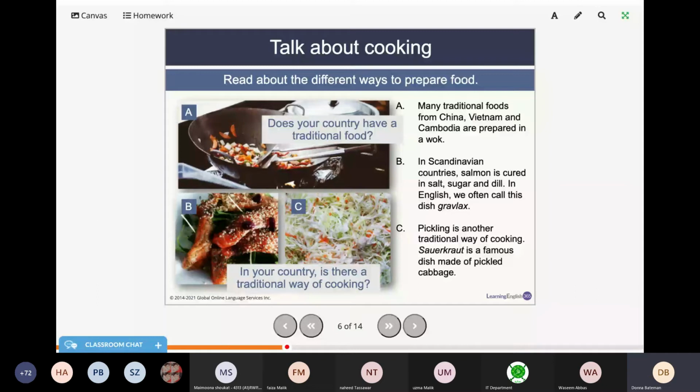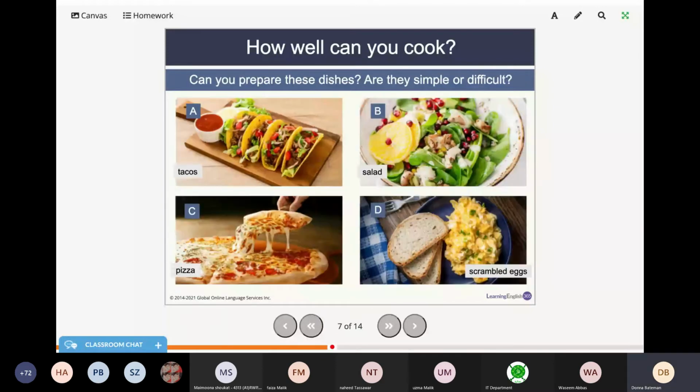Have a look at these dishes that are on the screen. Got 4 very different types of food. We've got tacos from Mexico. We've got a salad that seems to have lots of fruit in it, as well as vegetables. We have a pizza, very famous pizza, and we have scrambled eggs and bread in the last picture.